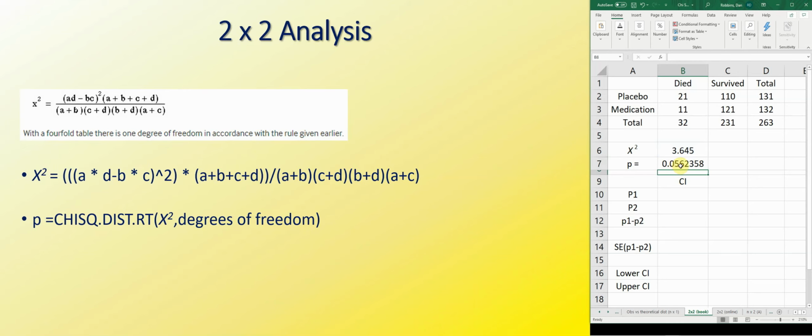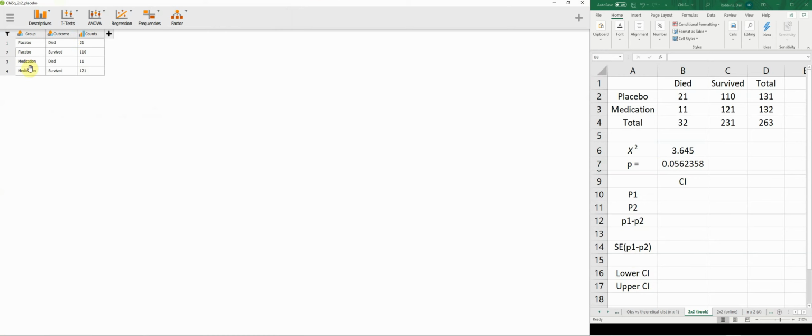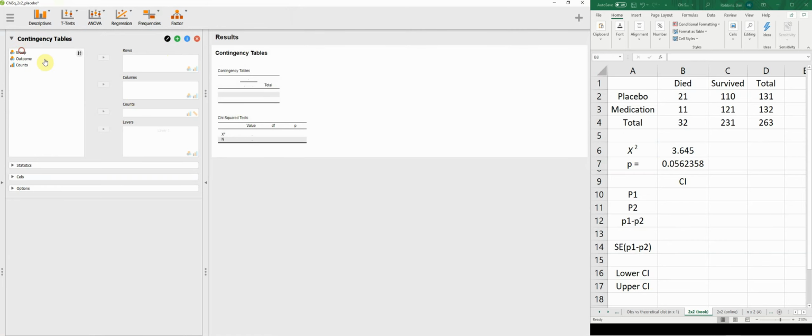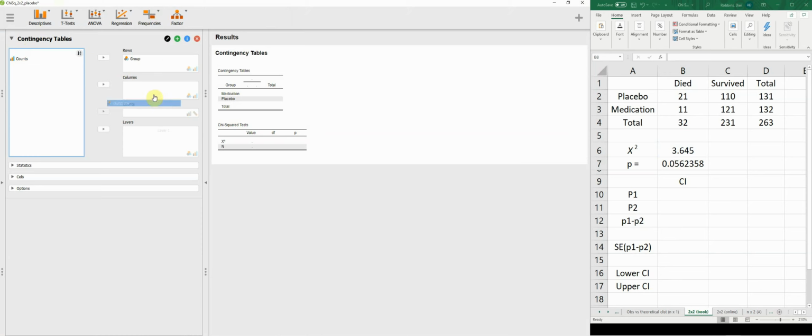Let's have a quick look at how that compares to JASP, and then we'll have a look at how we can change this into confidence intervals. So you can see we have the same values here, 21, 110, 11, and 121. And we're back to our contingency tables here, our groups, our outcomes, our counts, and once again, our chi-squared value and our p-values are matching up perfectly.